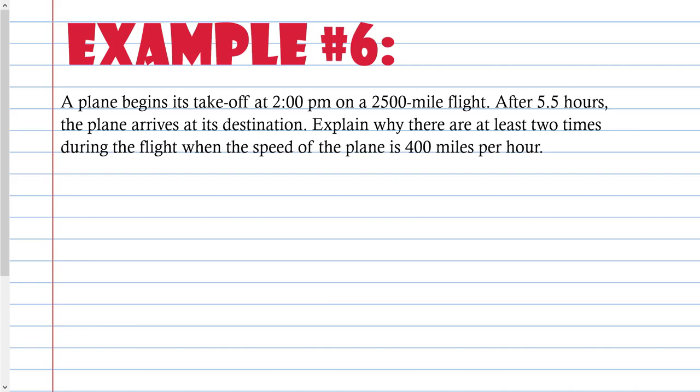A plane begins its takeoff at 2 p.m. on a 2,500 mile flight. After 5.5 hours, the plane arrives at its destination. Explain why there are at least 2 times during the flight when the speed of the plane is 400 miles per hour. Okay, again, I'd rather just do rate because it's a lot faster. So the distance was 2,500 miles, and the time was 5.5 hours. So do the math here, and our rate is 454.545 miles per hour.